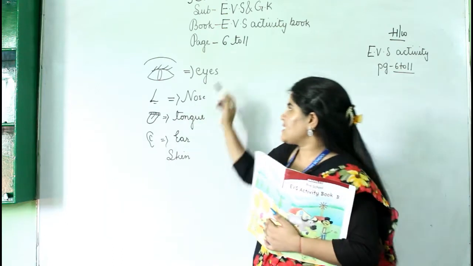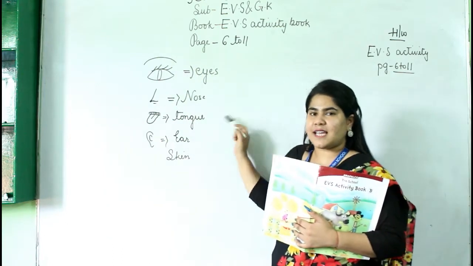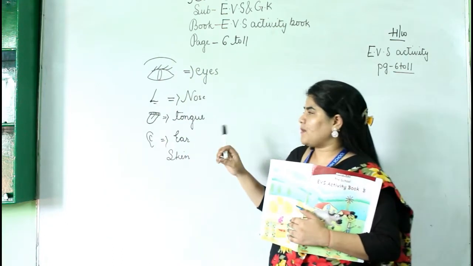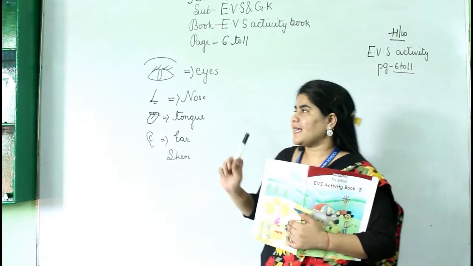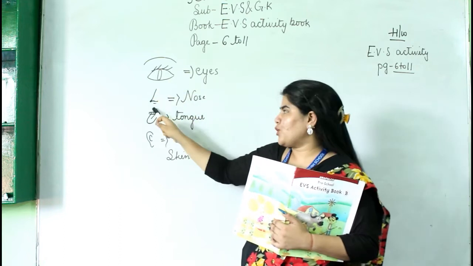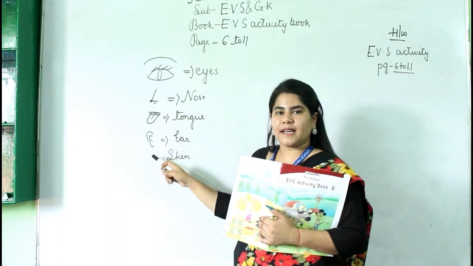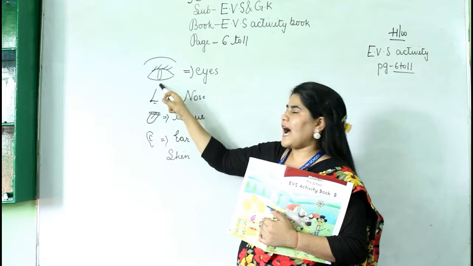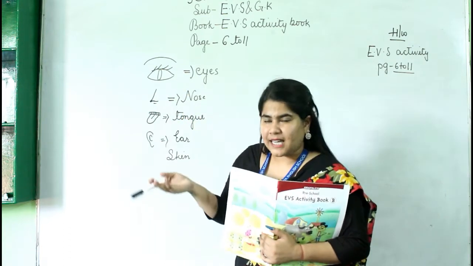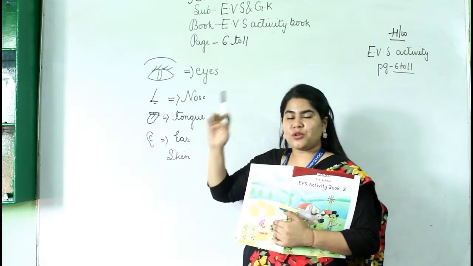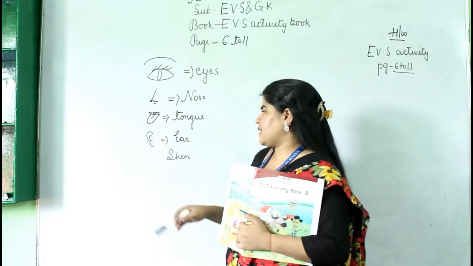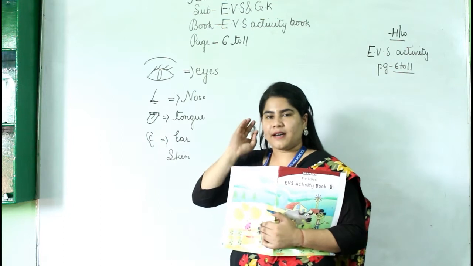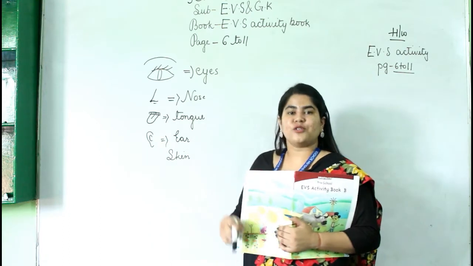Okay, so students, these are the main 5 sense organs. Everyone say with me, there are 5 sense organs in our body, that is eyes, nose, tongue, ear and skin. And the functions are: eyes help us to see, nose helps us to smell, tongue helps us to taste, ear helps us to hear, and skin helps us to feel.